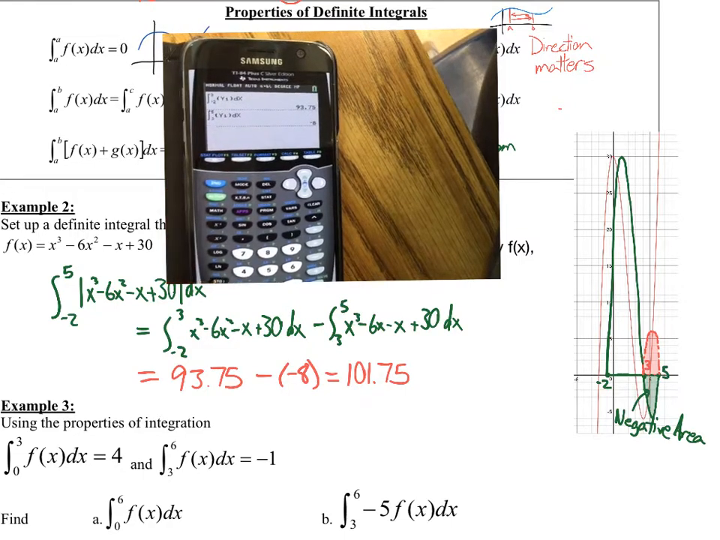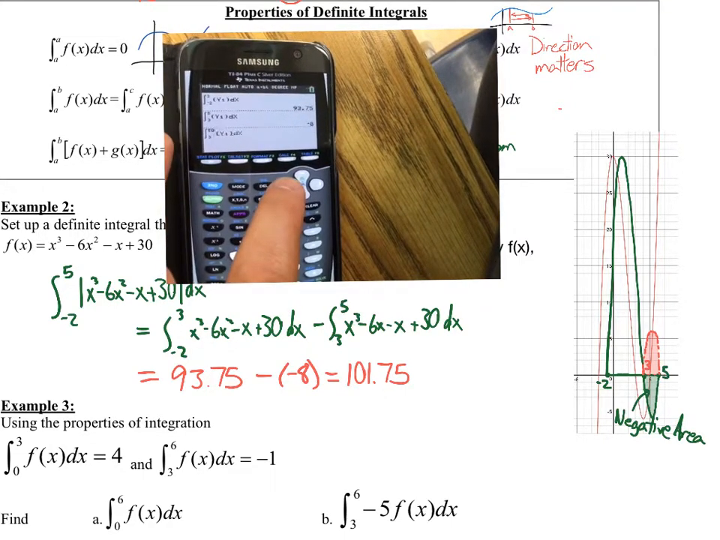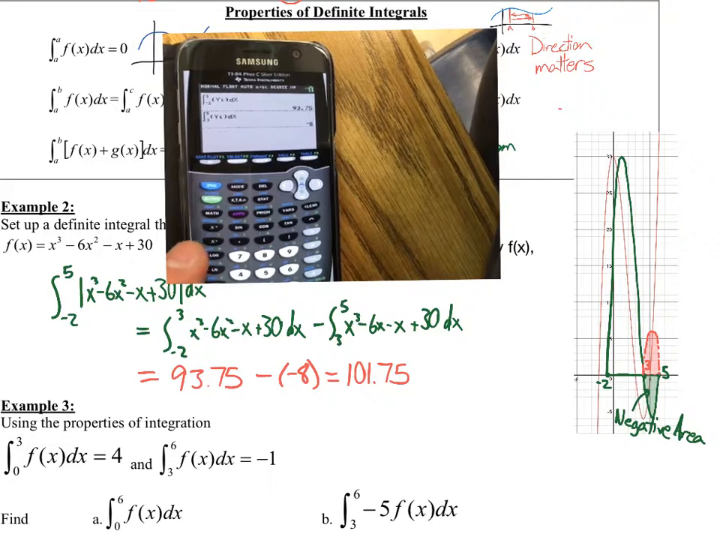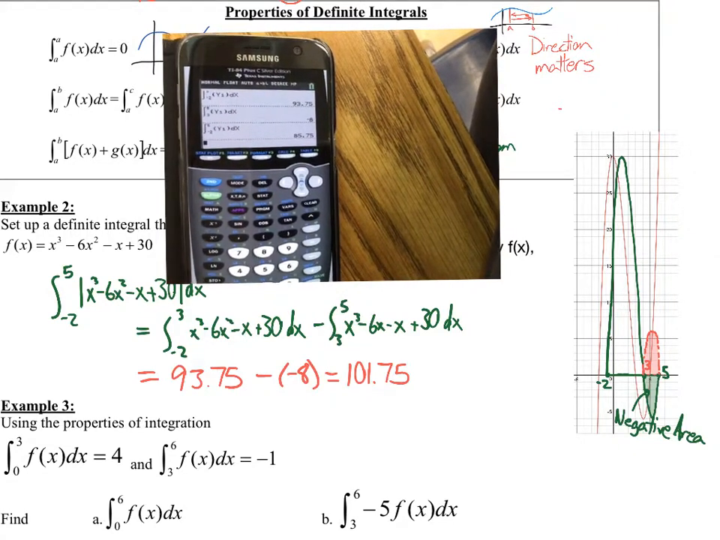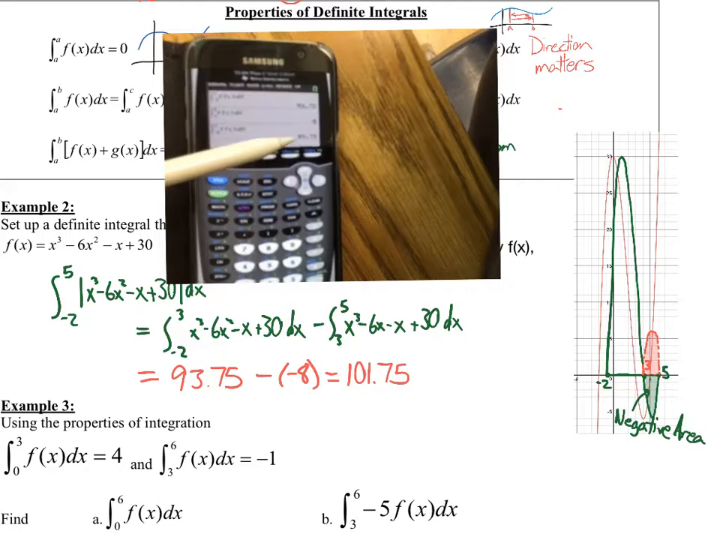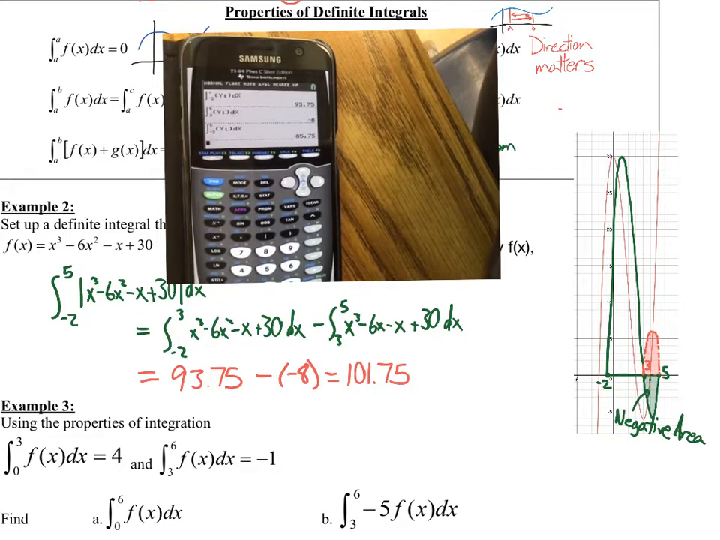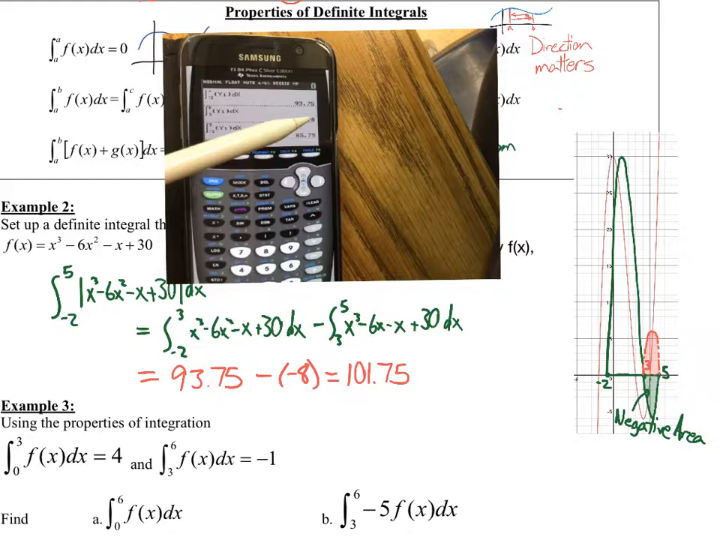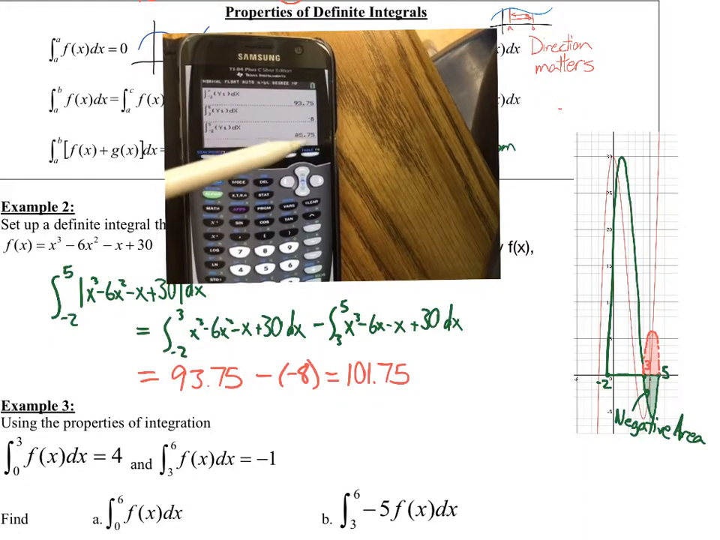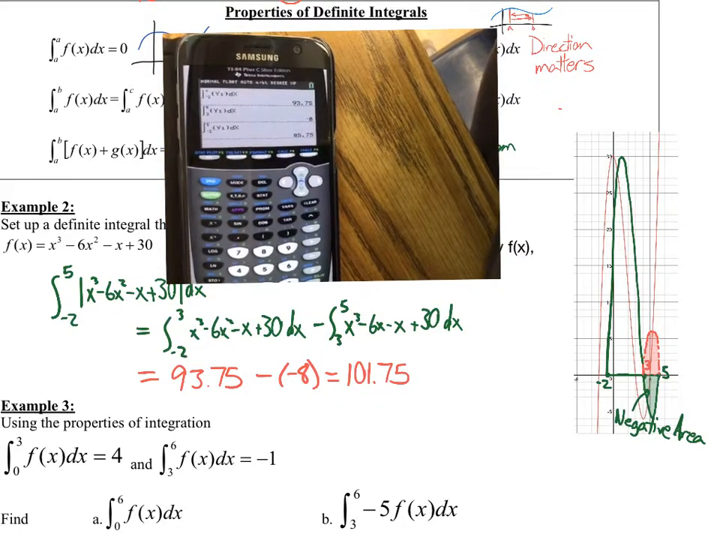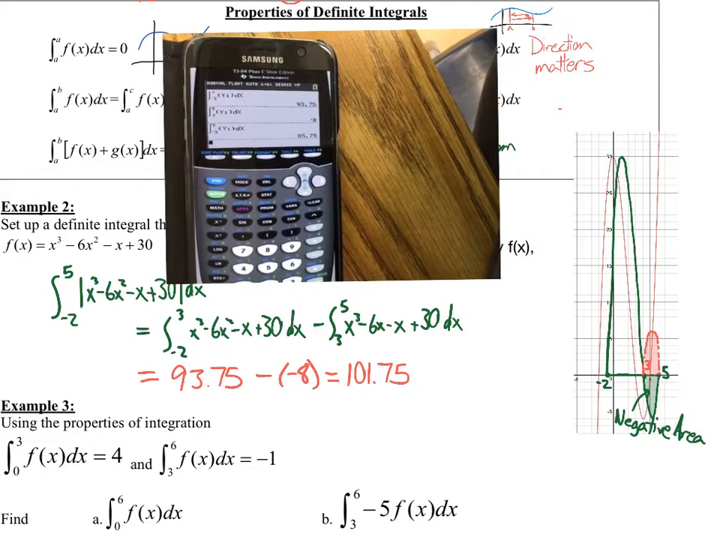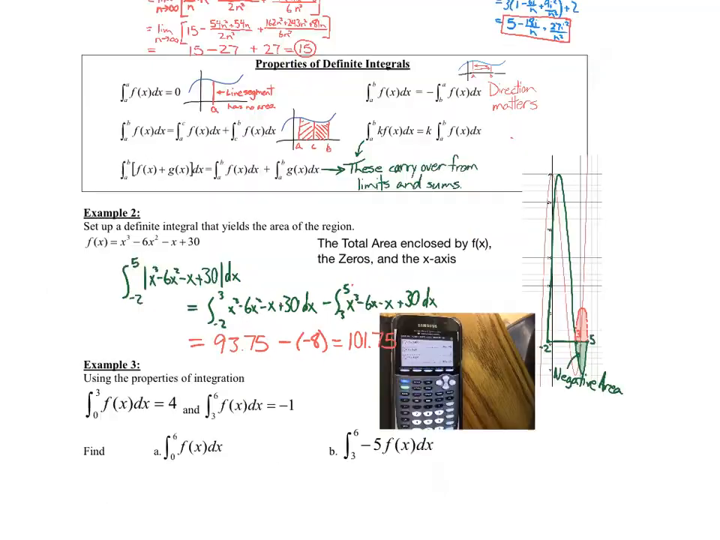Notice if I had just done the integral from -2 to 5, it would have been 93.75 minus the 8, 85.75. So that's what you were talking about before, Rebecca. It would have actually given me a net area rather than a total area. Okay? All right, so that's how you can do it with the calculator. You can check yourself. Obviously, we're going to expect to see all your work. Okay? So, no shortcuts here.